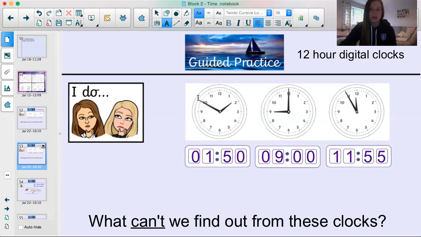50 minutes past 1. Okay, over here 11:55 would be, we would say normally 5 minutes to 12 if we were looking at an analog clock, but it's 55 minutes past 11 as well. So it's just a different way of saying it, that's all. So let's look at this problem.